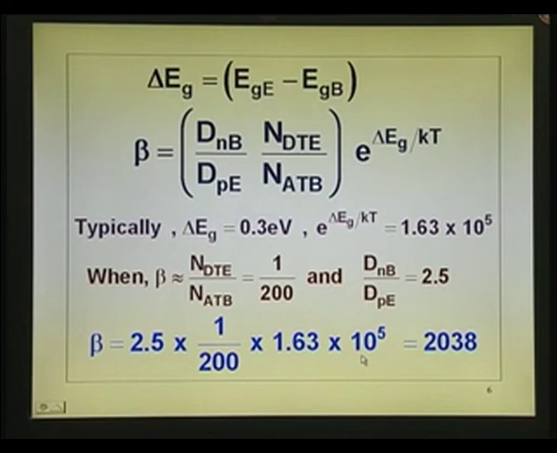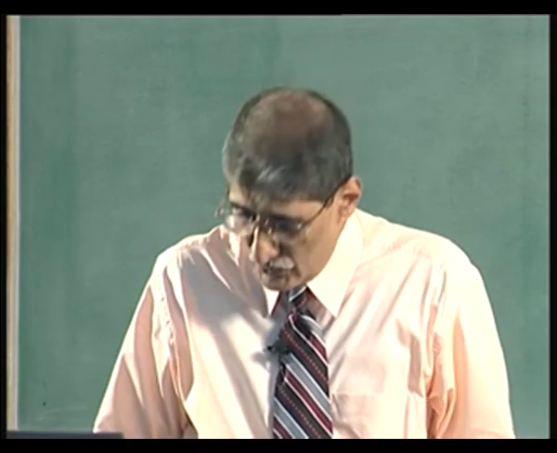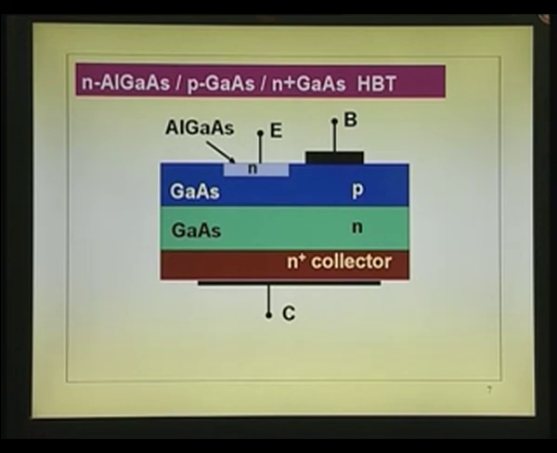So you get a beta which is about 2000, with a doping in the emitter 200 times smaller than the doping in the base. All that is achieved because you have made a transistor whose emitter is a wide band gap material compared to that of the base.